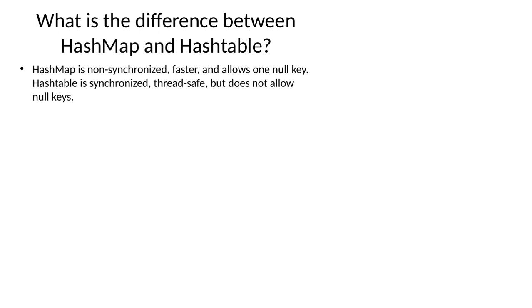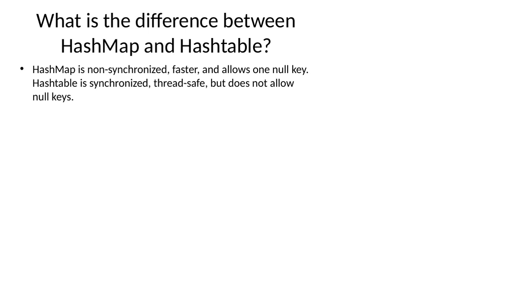HashMap and Hashtable both store key-value pairs, but they differ mainly in synchronization and performance. HashMap is not synchronized, which means it's faster but not thread-safe when used by multiple threads at the same time. It also allows one null key and multiple null values. On the other hand, Hashtable is synchronized, making it thread-safe, but this comes with a performance cost. Additionally, Hashtable does not allow any null keys or values.